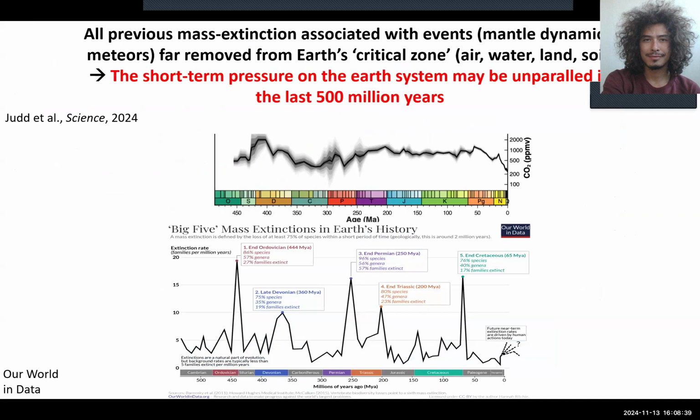This is important because if the temperature heats up, a lot of life is not capable of surviving shocks in terms of climate. All the previous mass extinctions on Earth occurred due to phenomena that arose outside of the critical zone of the Earth, that is the surface of the Earth: asteroids, mantle movement and outgassing, and so on. Today's potential mass extinction comes from the Earth's surface, so the shocks from within its own system may be unparalleled over the last 500 million years.